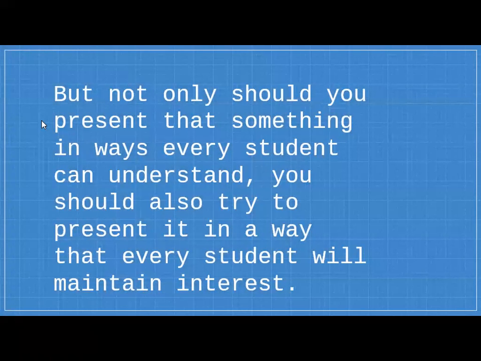But not only should you present that something in ways every student can understand, you should also try to present it in a way that every student will maintain interest. So going back to the stand-up comedian example, your students are your audience, and they will be bored if you are boring. So you have to keep them engaged so that they will learn, because you can't learn if you're falling asleep.